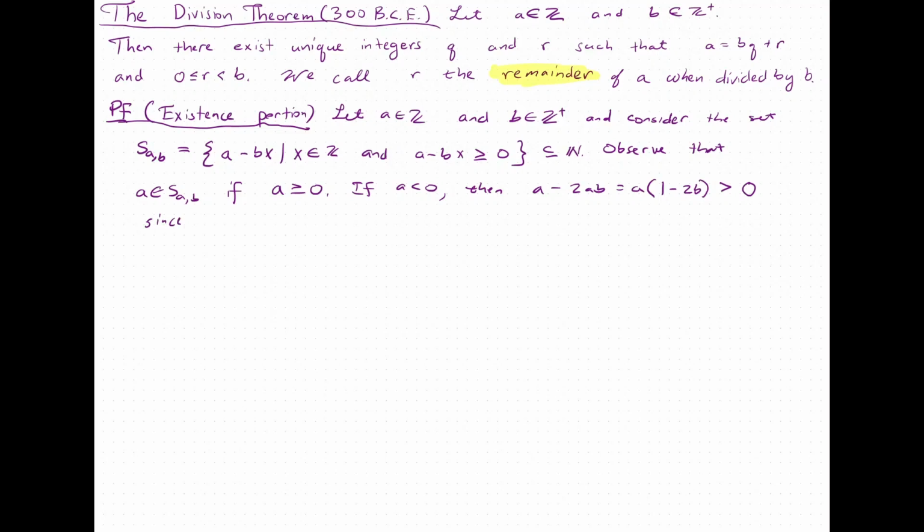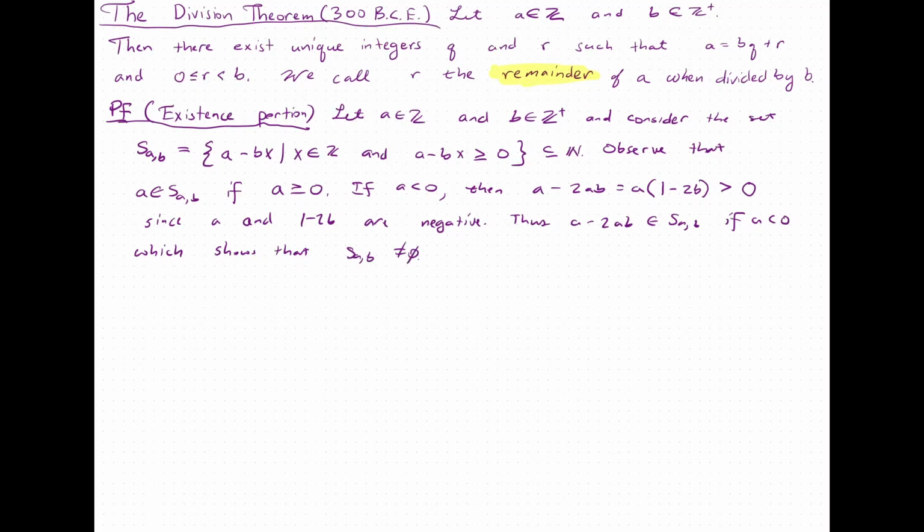since a and 1 minus 2b are negative. Thus, a minus 2ab is in S(a,b) if a is negative, which shows that S(a,b) is non-empty.